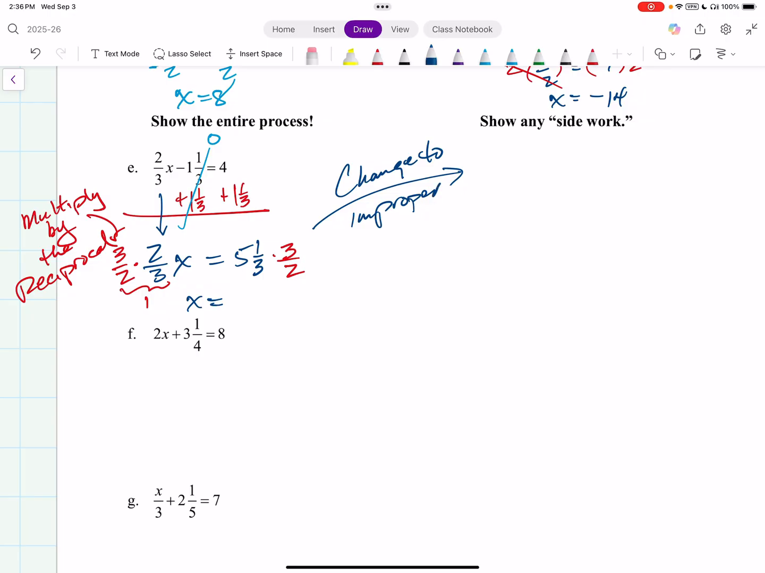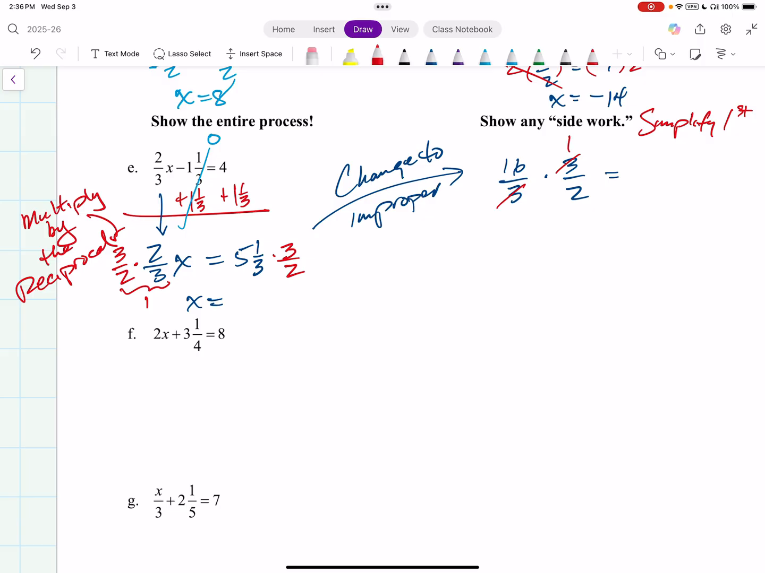So 3 times 5 is 15, plus 1 is 16. So you have 16/3 times 3/2. And then here you multiply and simplify. But I would simplify first, personally. It's easier that way. Simplify first.